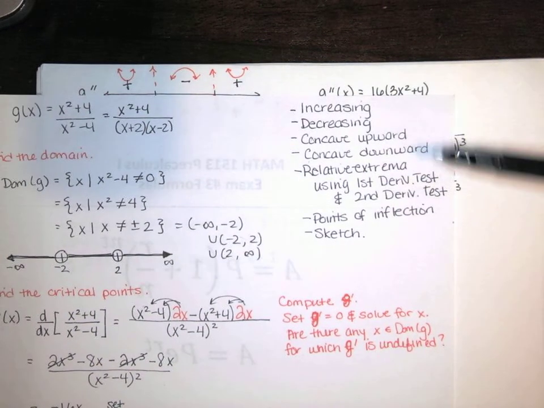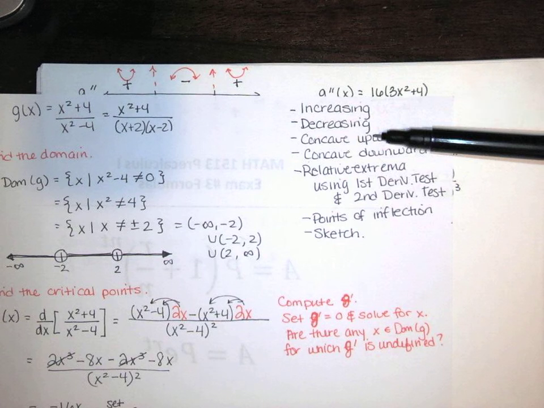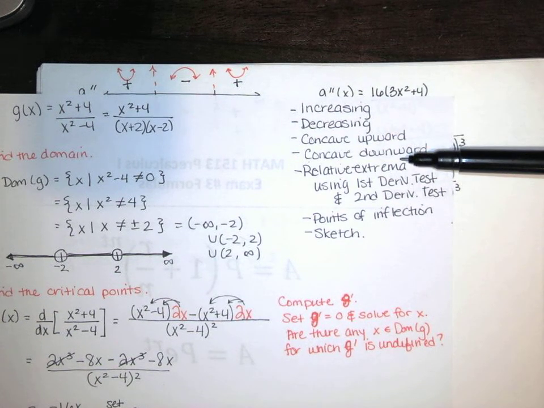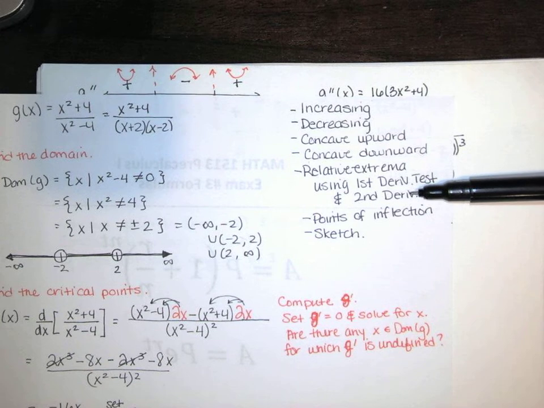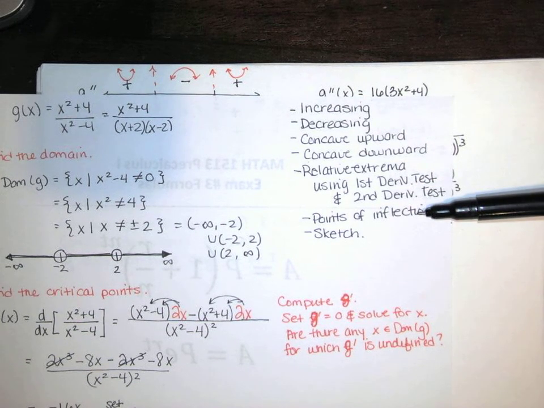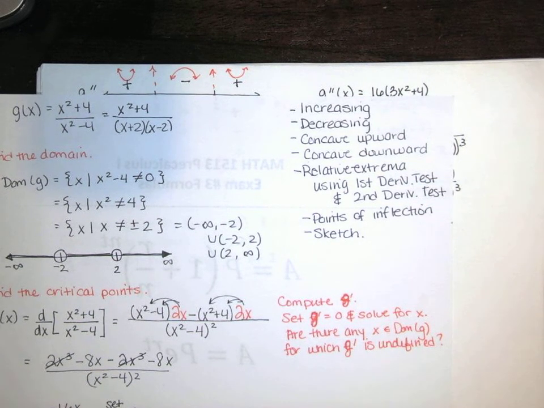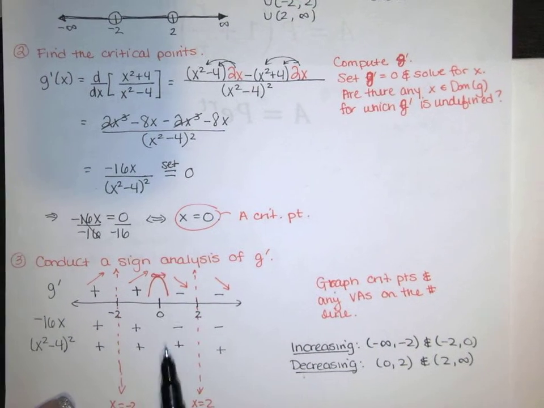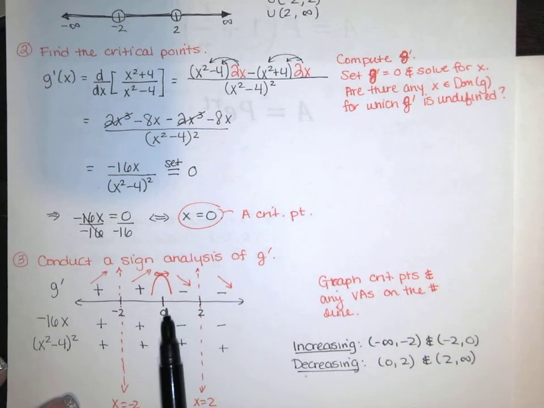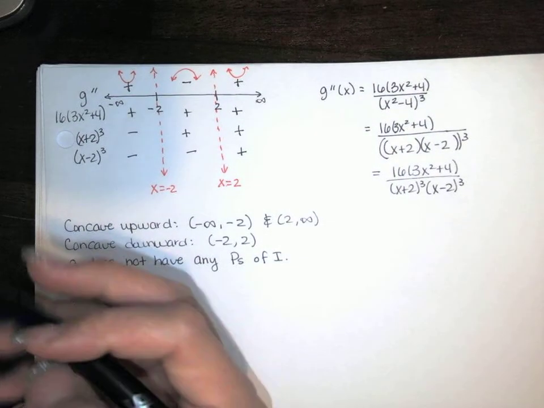Okay, so we did increasing and decreasing. We looked for intervals where the graph is concave upward and downward. We found relative extrema using the first derivative test. Now let's use the second derivative test to confirm. We decided there are no points of inflection, and now we'll sketch. So according to the first derivative test, we've got a relative max at x equals 0. Let's prove it using the second derivative test.